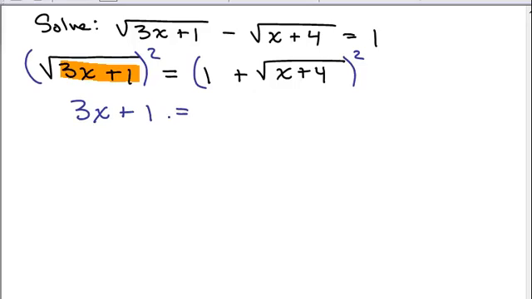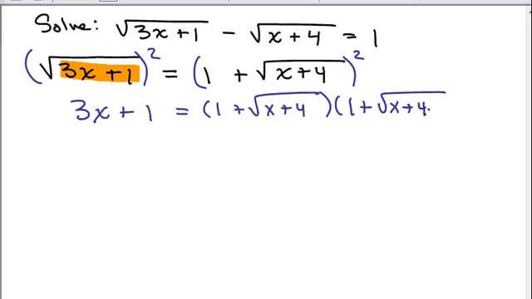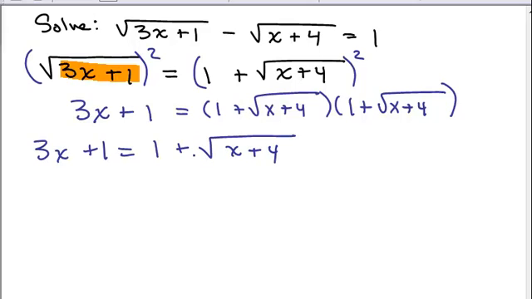But on the right-hand side, this is a binomial squared. This is 1 plus the square root of x plus 4 times another 1 plus the square root of x plus 4. You do not have to write this out, but I'm just doing it for people who like to do it that way. So I have on the left still 3x plus 1, and I do the FOIL method. 1 times 1 is 1. Outer term, 1 times the square root of x plus 4 is the square root of x plus 4. Remember, there is a coefficient of 1. I usually don't write that. Plus the inner term, another square root of x plus 4.